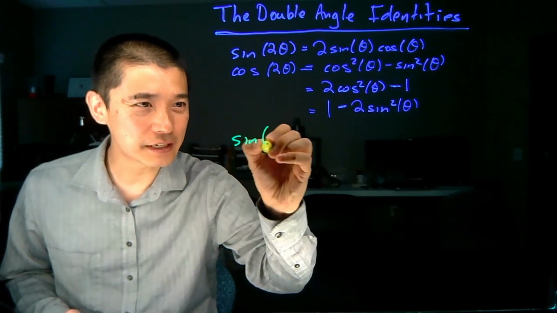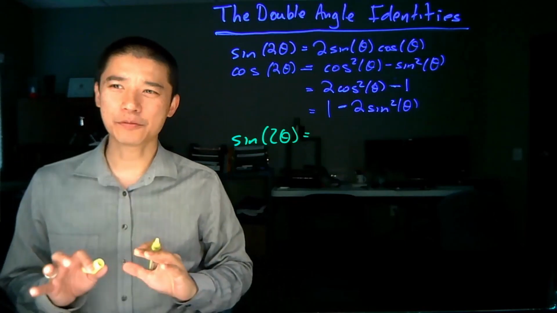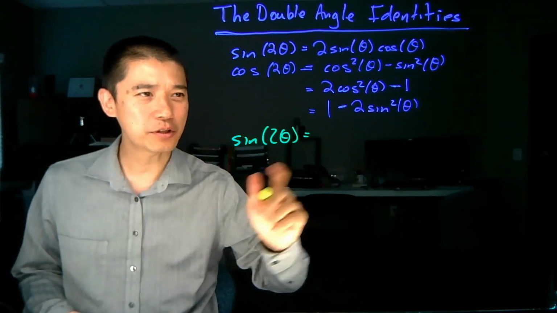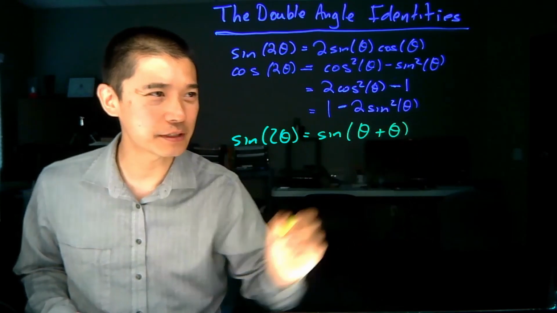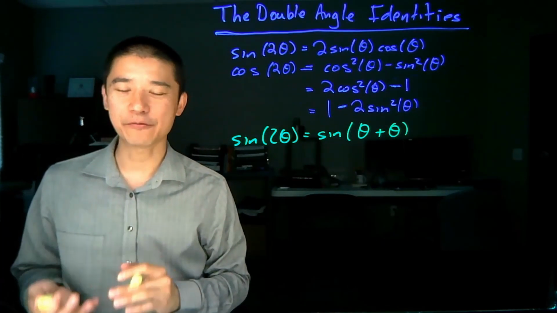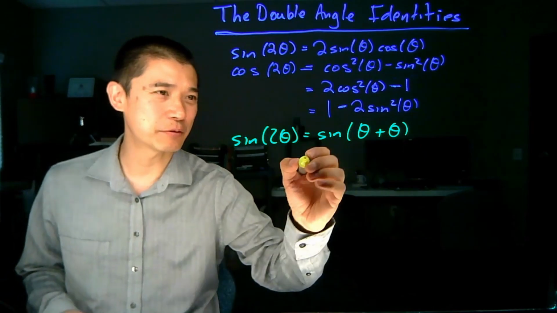Let's look at sine of 2 theta, and we're going to do some manipulations. 2 theta. Well, 2 theta is just theta plus theta, so this is sine of theta plus theta. And now we can use the sum of angles formula and apply it to this to see where it takes us.